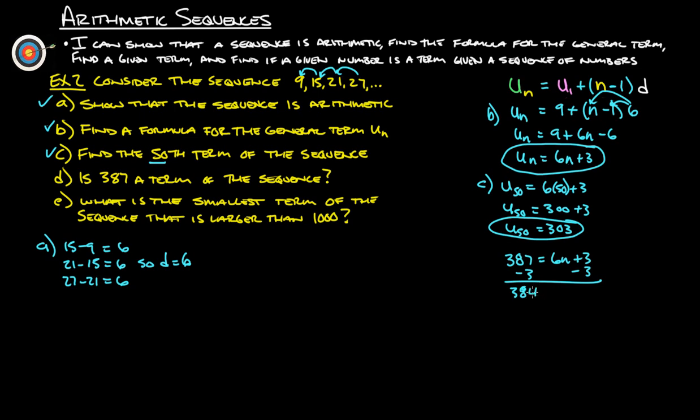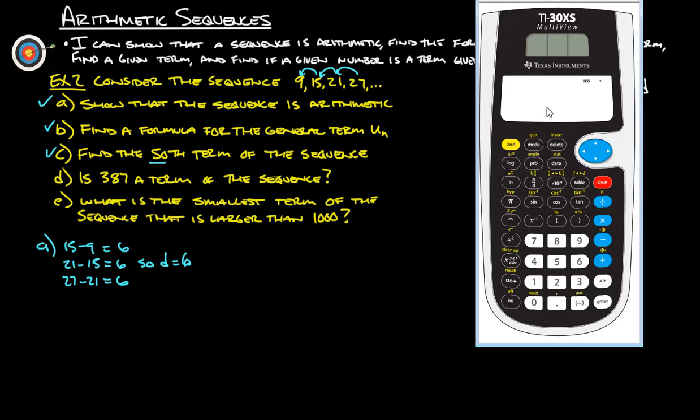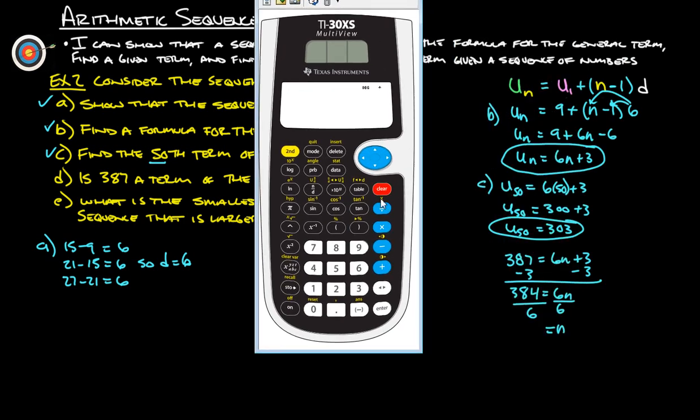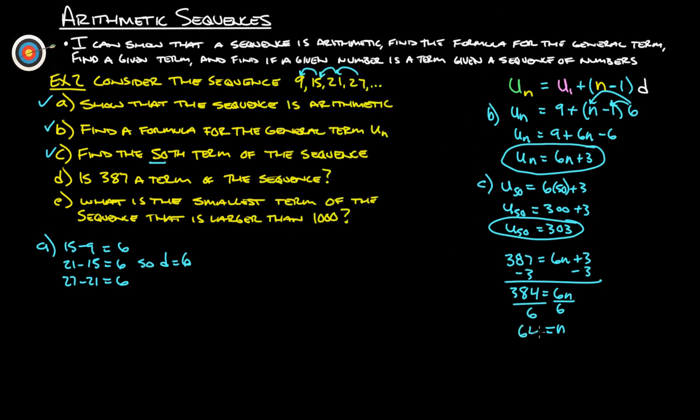384. Sorry, that is terrible handwriting. 384 equals 6n. So we're going to divide both sides by 6 and see what we get for n. Okay? So we've got 384 divided by 6, and we get 64.